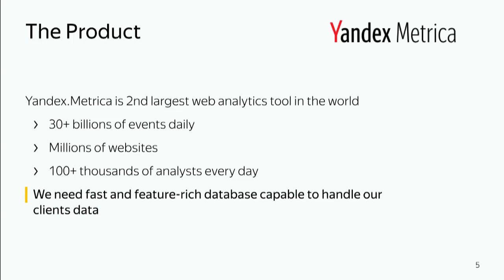What that means is that we have a lot of data. We have millions of websites as our clients. It's millions, it's a lot of websites. For example, in Russia, we have almost all websites as our clients. And we have some huge international clients, in Europe and the United States. In technical terms, that means we process billions of events, more than 30 billion events every day. And also 100,000 analysts use our interface every day. For that, we need a database capable of storing such an amount of data and analyzing it on the fly with the speed we require.